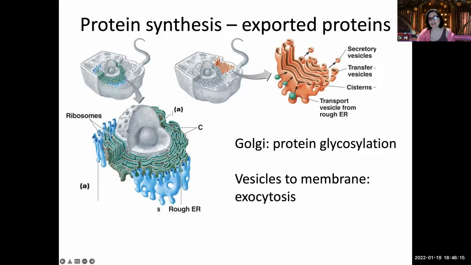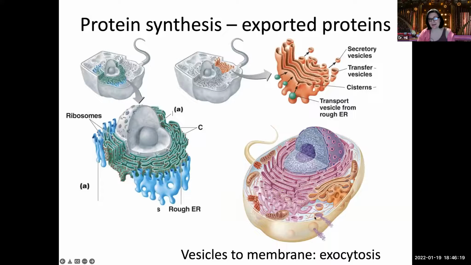It's packaged into another vesicle. Now it's in the membrane of the vesicle. It goes to the membrane. When the vesicle fuses in the process of exocytosis, the protein is delivered to the cell membrane.